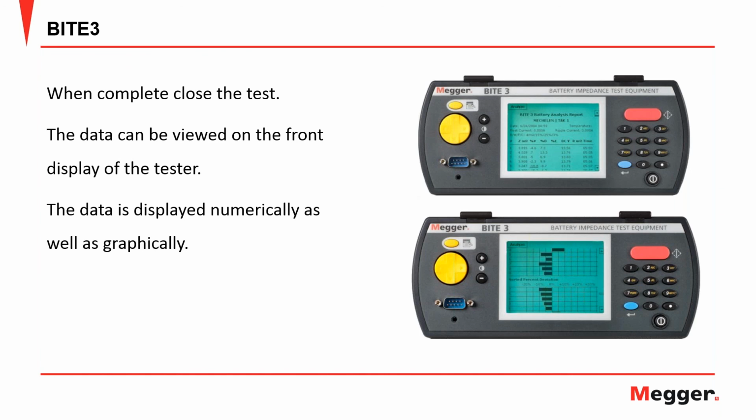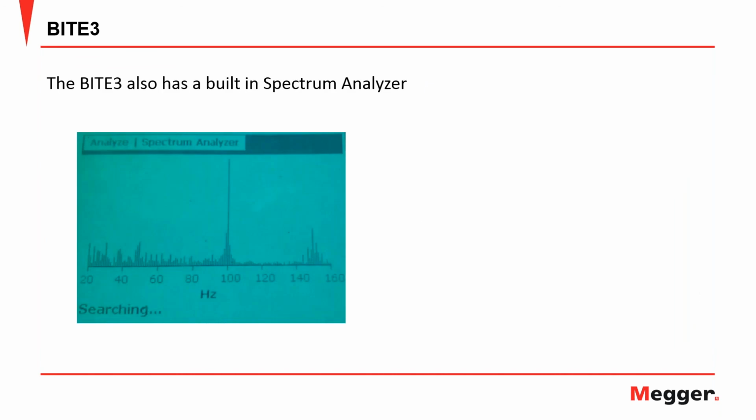The unit has a built-in spectrum analyzer, so you can see where the majority of your frequency or noise is. In this case, I see it's at 100 hertz. This is a 50 hertz system, a 50 hertz charger, and I'm seeing it double. That's about what I would expect.